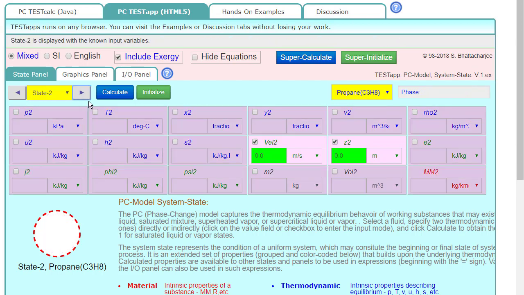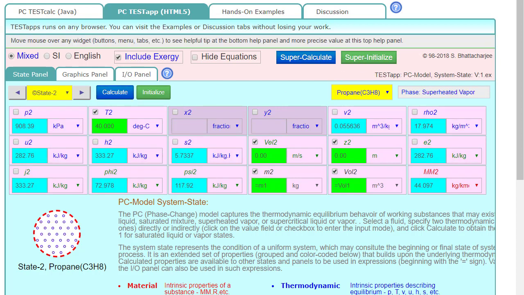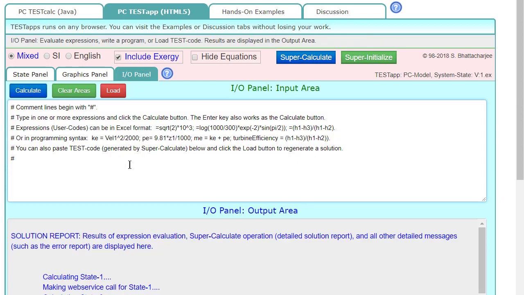Alright, state 2, we know that temperature is now 40 degrees C. We know that the volume is the same. And we know that the mass is the same because it's a closed system. Alright, and we hit calculate. And we have all of our values. So now we can go to the I/O panel and calculate all of our values that were asked of us, which were the change in pressure.